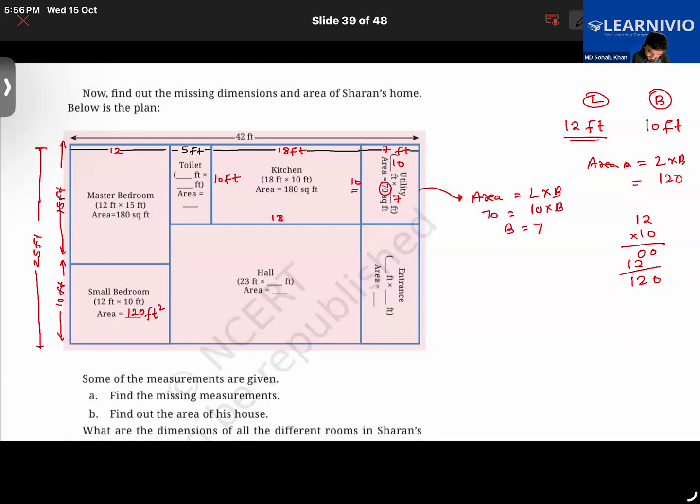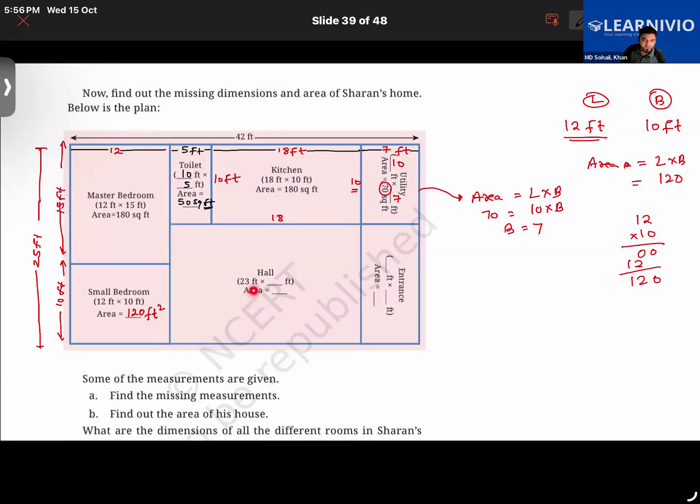So the breadth is 5 feet and the length is 10 feet. 10 into 5, the area will be 50. And since it is area, the unit will be square feet. All right, what is left now? The hall is left now, and the entrance is also left.